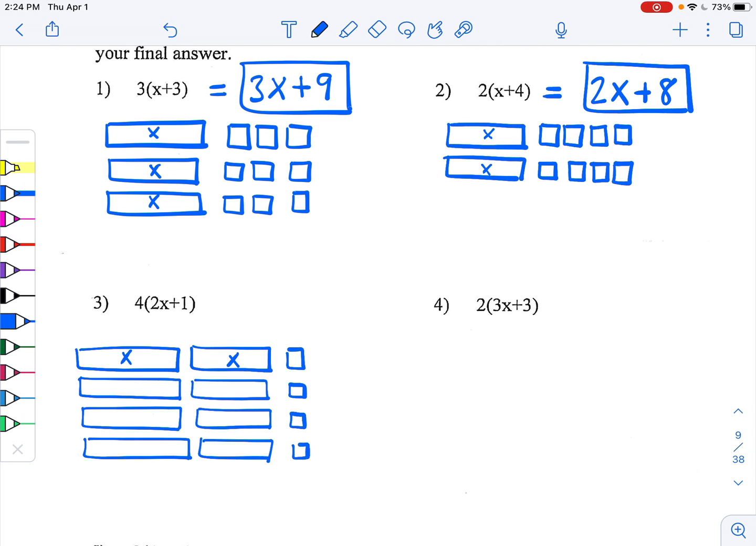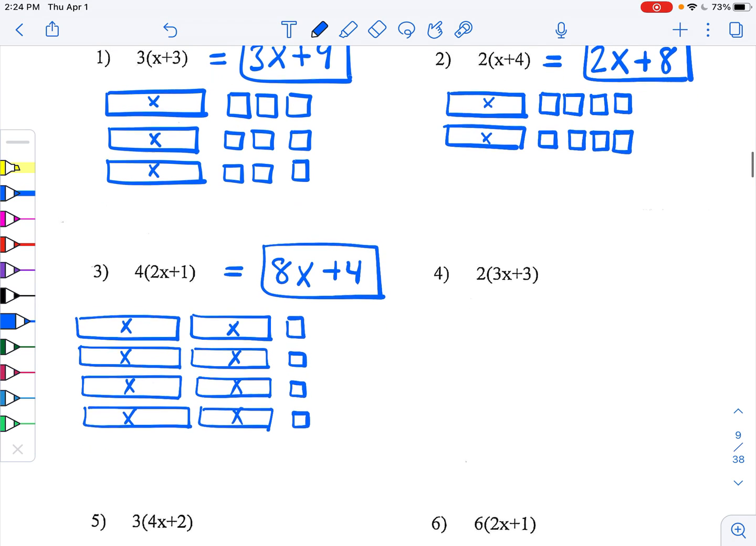You don't have to write x in it if you don't want to, as long as you understand that these are x's and the small squares are units of 1. So what is it that we have here in total when we combine our like terms? I have 8x plus 4.